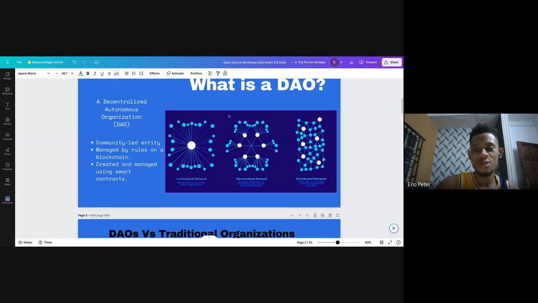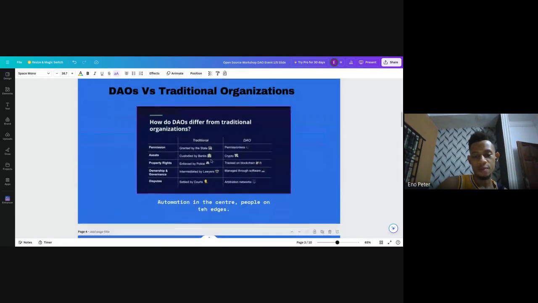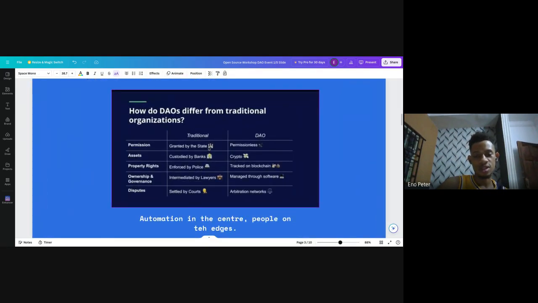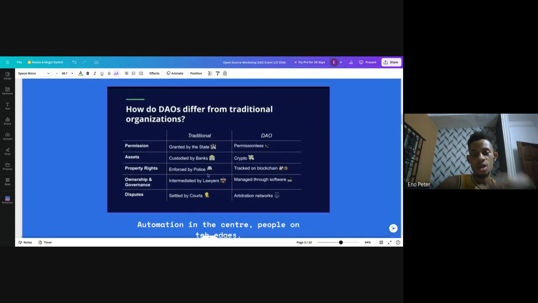Nice. All right, so a DAO is a decentralized autonomous organization. What does that mean? Well, in traditional organizations, the permissions that the organization has are granted by the state. So let's say you want to register a company in Nigeria, you need to register it with CAC, which is a public-owned company owned by the government. So they give the permissions on what you can do with that organization.